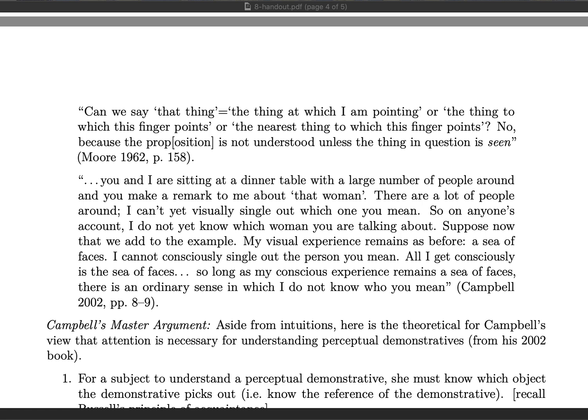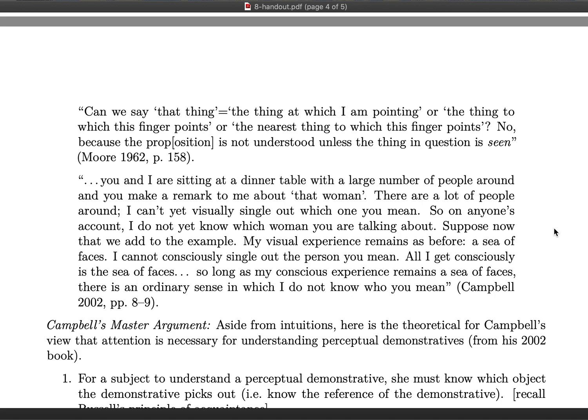So the idea is that in interpreting a perceptual demonstrative, you can form various descriptions, for instance, the thing at which the speaker is pointing. Rather, in order to understand a speaker's demonstrative, you have to look at the thing they're talking about. So you have to attend to it. This intuition that merely forming descriptions is not sufficient for understanding supports the view that what's required for understanding a perceptual demonstrative is that you see the thing that the person is pointing at.